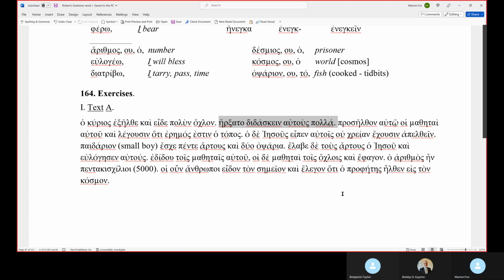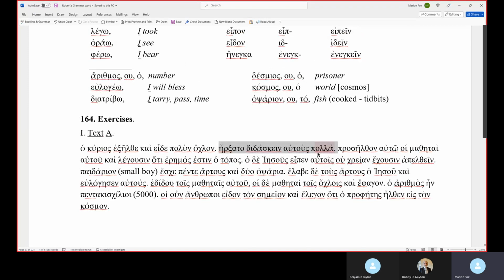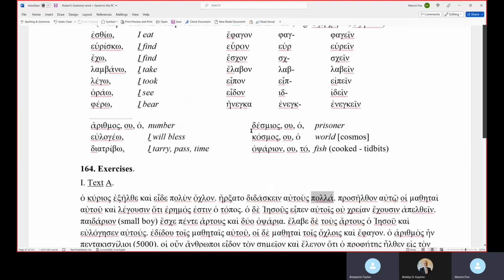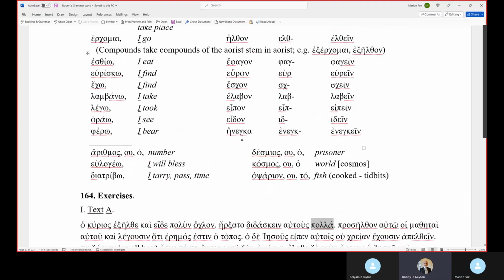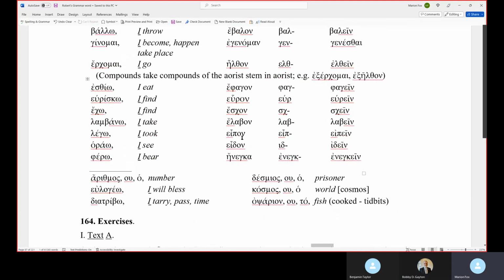All right. I did it differently. I said he began to teach them many things, with "things" being elliptical. Okay. Began to teach them many things. And so what is polla? It's an adjective, okay? But what?